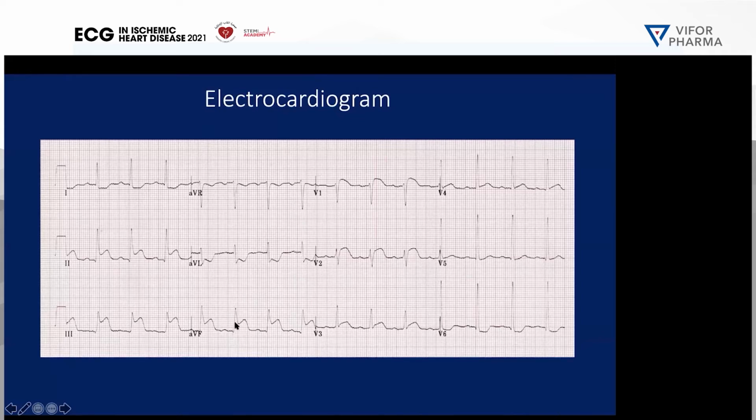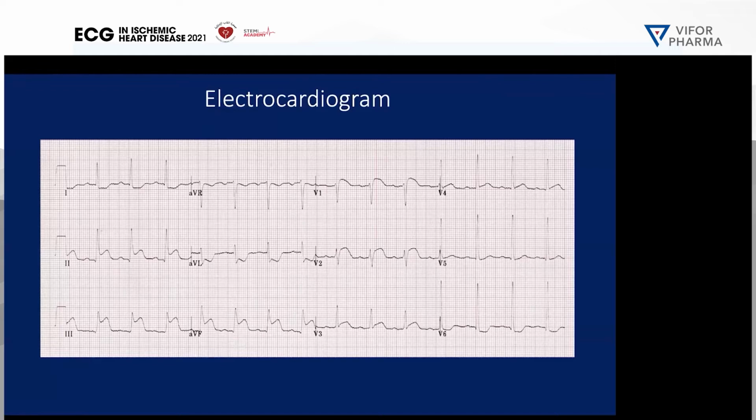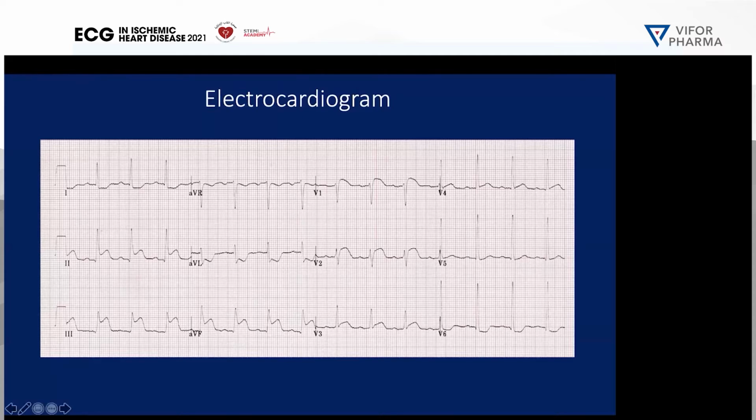Excellent. So rate, rhythm, axis, interval. Why don't you do that for me? The rate is, if you look, three small squares, so we are talking about around 100. And axis is normal in lead 1 and AVF. The interval looks normal. There is no prolonged QT or prolonged PR.